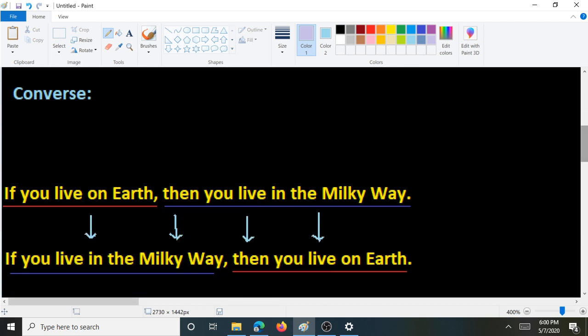So what is the converse of a conditional statement? A conditional statement is written in the form if P, then Q. However, a converse is written in the form if Q, then P. So basically, the hypothesis and the conclusion are switching places. So going back to our conditional statement, if you live on Earth, then you live in the Milky Way. The converse would be, if you live in the Milky Way, then you live on Earth. This statement is of course not true, because if you live in the Milky Way, you can live on any planet such as Saturn, Jupiter, Uranus, or Neptune.